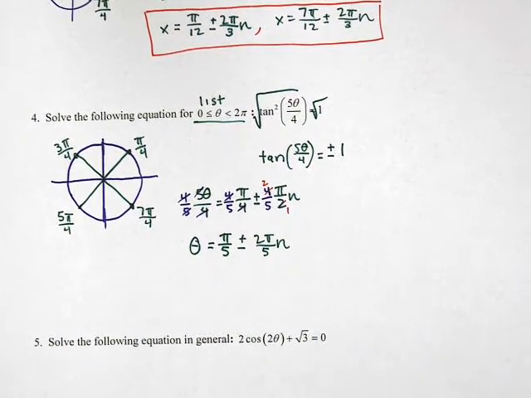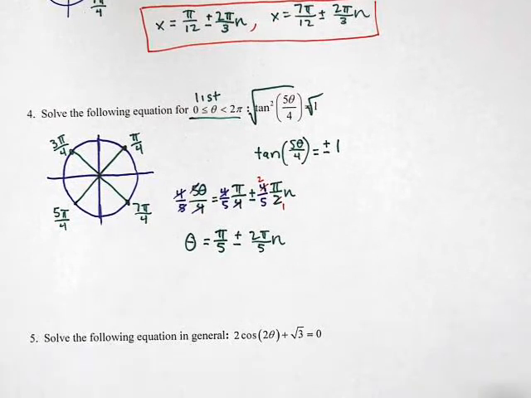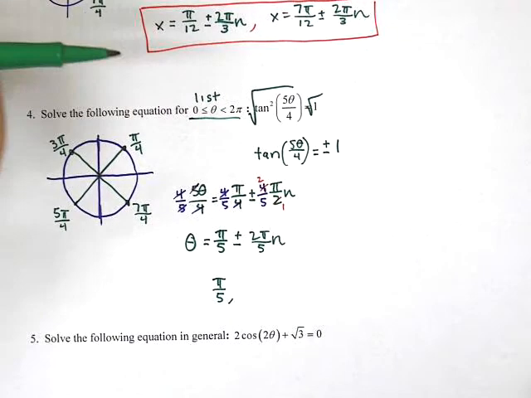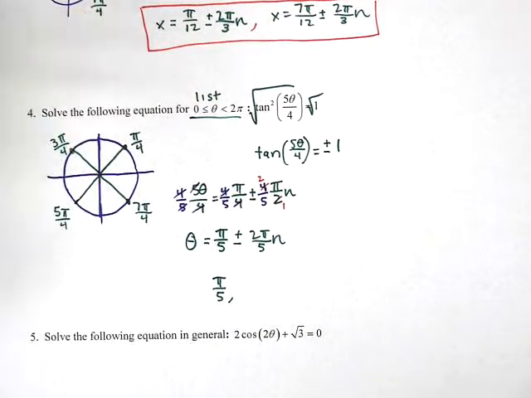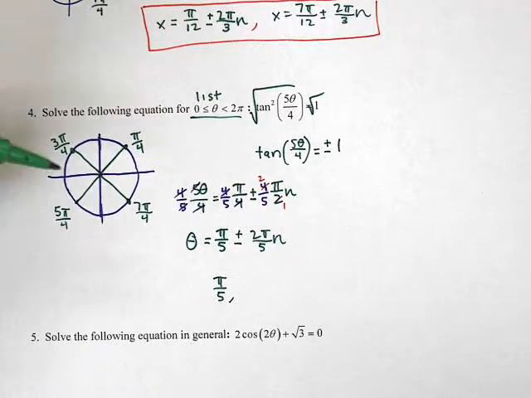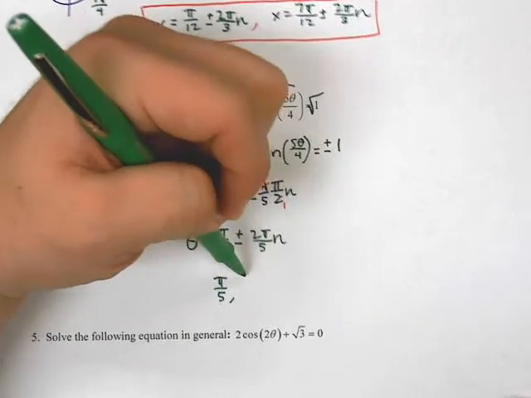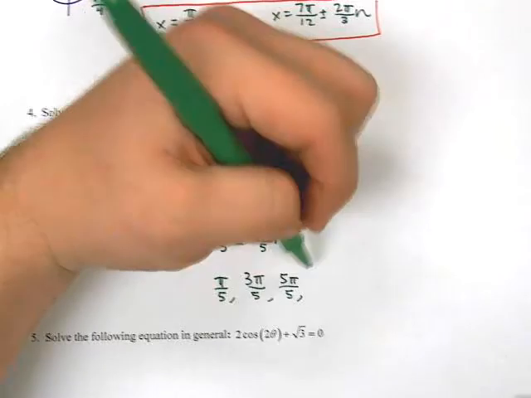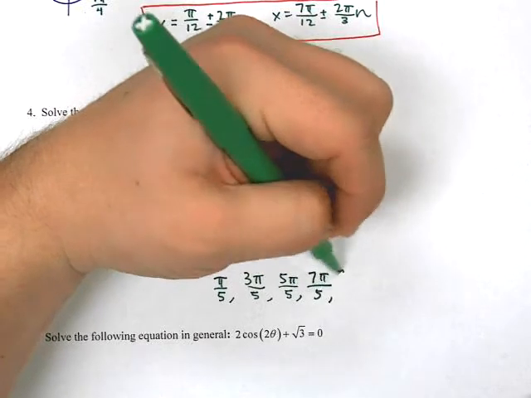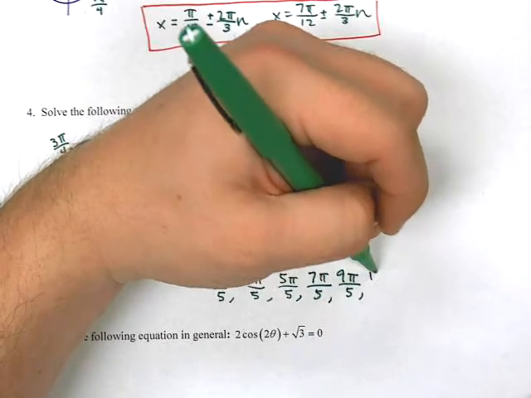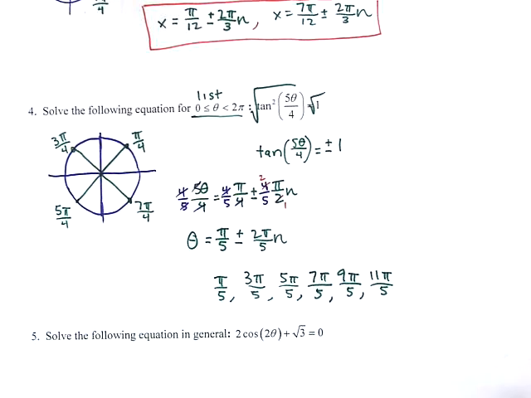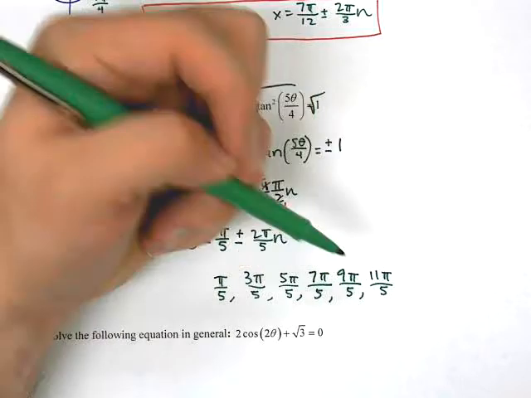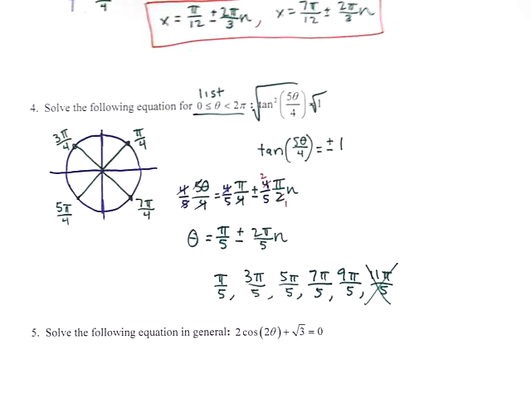So now we're ready to make our list. We know that we're starting at pi over 5, and we know that we're adding 2 pi over 5 as many times as possible before we get to 2 pi or past 2 pi. So 3 pi over 5, 5 pi over 5, 7 pi over 5, 9 pi over 5, 11 pi over 5, that's too much, okay, right? Because 10 pi over 5 is the same as 2 pi, so we know that that's no good.